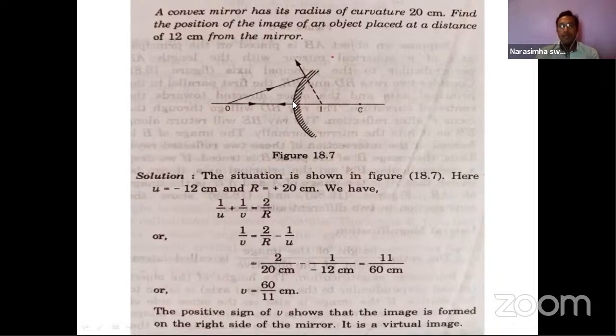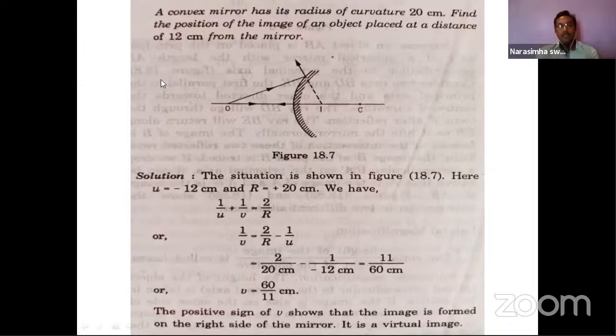And all the measurements that we should make from the pole, right? So from the pole, the object distance is 12 centimeters, given already in the problem. But the ray is in this direction, and the measurement is in this direction. The ray is coming from left to right, the measurement is from right to left. From the pole, you are measuring the object distance. That's why sign conventions are very, very important in this.